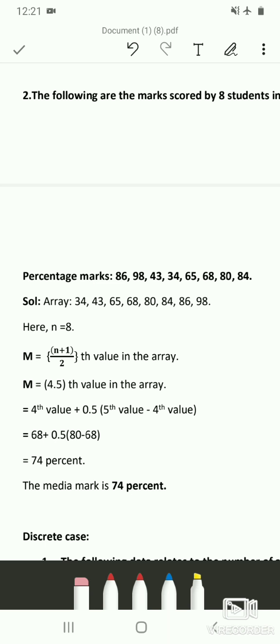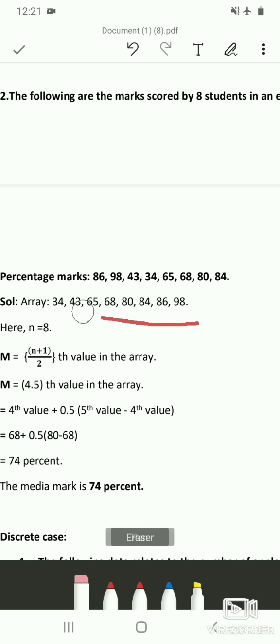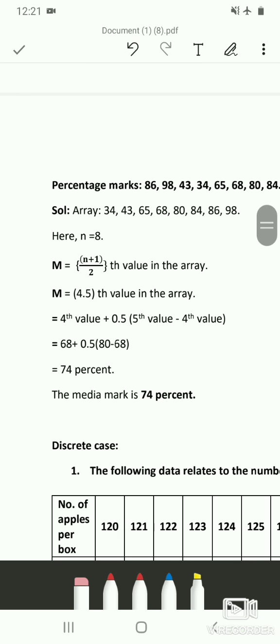Even though this data is in raw form, it has to be arranged. We have arranged the data in an array, and in the question itself it is given that the marks of 8 students are given, so small n is 8. Using the formula, capital M is equal to n plus 1 upon 2, that is 9 upon 2, is 4.5. Therefore the median value would be the 4.5th value in the array.